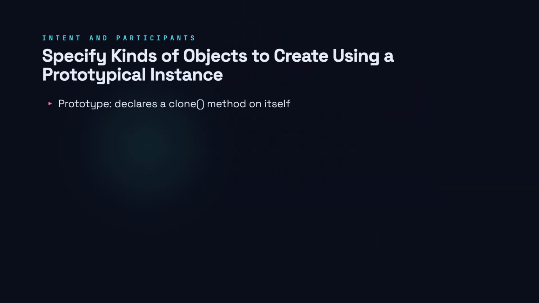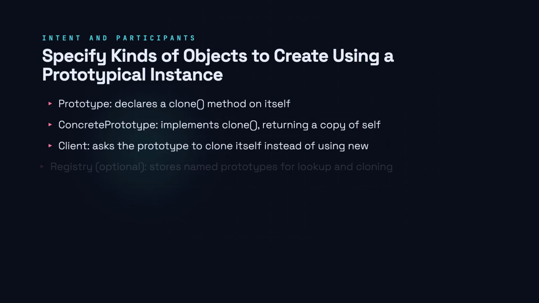The formal intent, straight from the Gang of Four, is to specify the kinds of objects to create using a prototypical instance and create new objects by copying that prototype. There are 3 core participants. The prototype is an interface or abstract class that declares a clone method. ConcretePrototype classes implement that method to return a copy of themselves. The client simply calls clone on whichever prototype it holds, without knowing or caring about the concrete type. An optional prototype registry can act as a catalog of pre-built prototypes keyed by name.